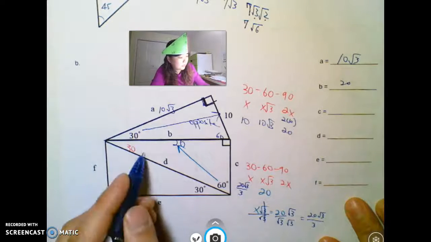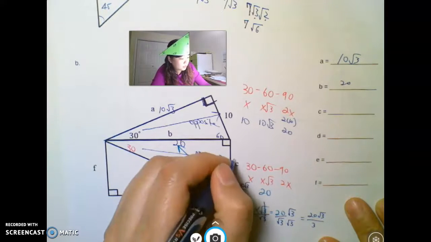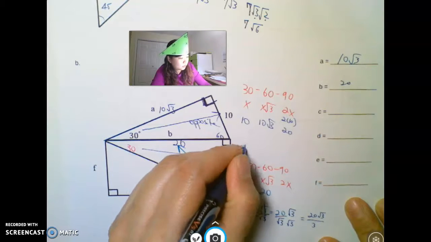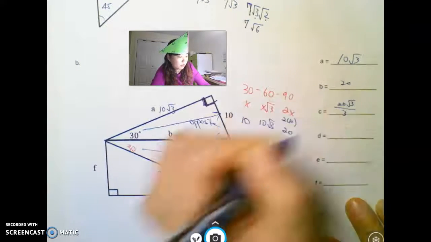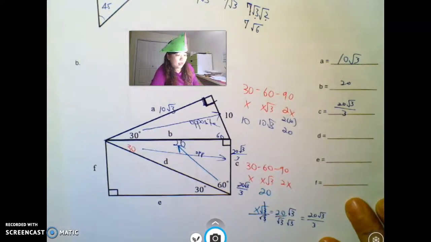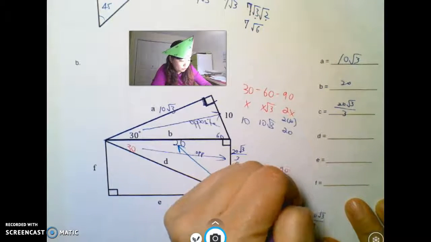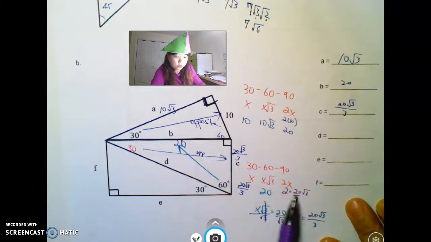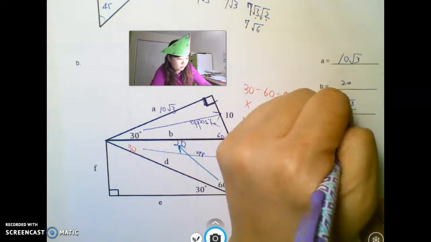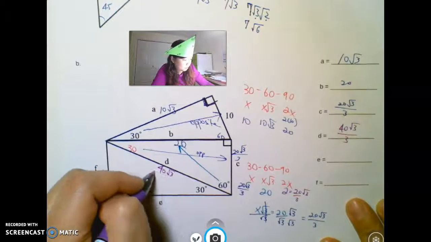And opposite of 30 is C. Right? So C is going to be 20 root 3 over 3. Now, what happens if you double that? It's not bad, guys. Just think. It's 2 times 20 root 3 over 3. Outside number should multiply. Numerator with numerator, right? So D is going to be 40 root 3 over 3.